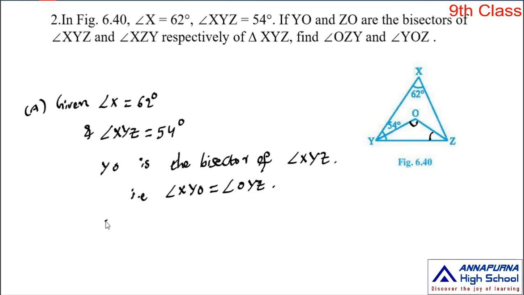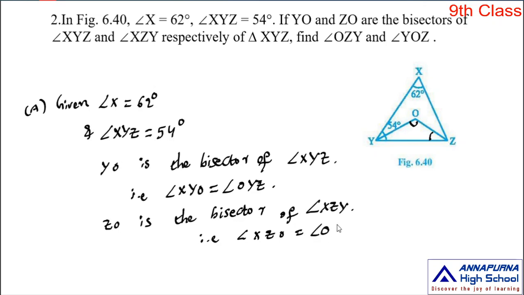And ZO is the bisector of angle XZY, that is angle XZO is equal to angle OZY. These two angles are equal.